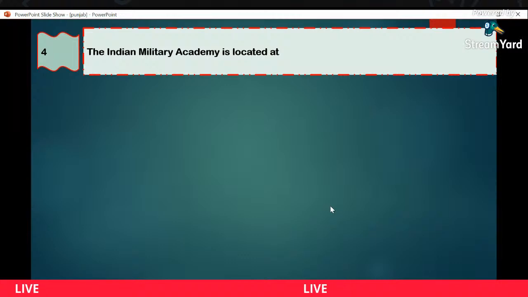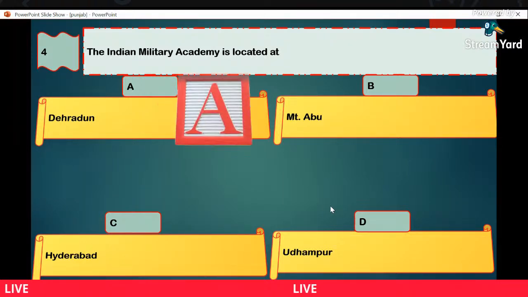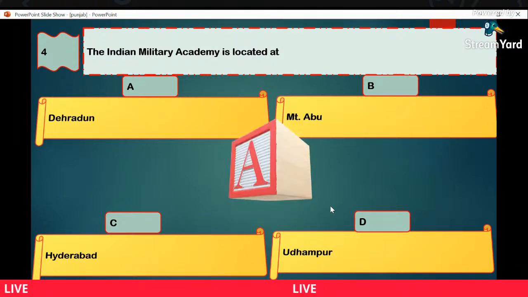The Indian Military Academy is located at: Dehradun, Mount Abu, Hyderabad, Udhampur. Question number 4. What is the correct answer? Veronica, C, Hyderabad. Has anyone applied for JAG entry? If you applied for JAG entry, then you would be aware of this question. A is the correct answer. Deepa, very good. Dehradun is the correct answer.